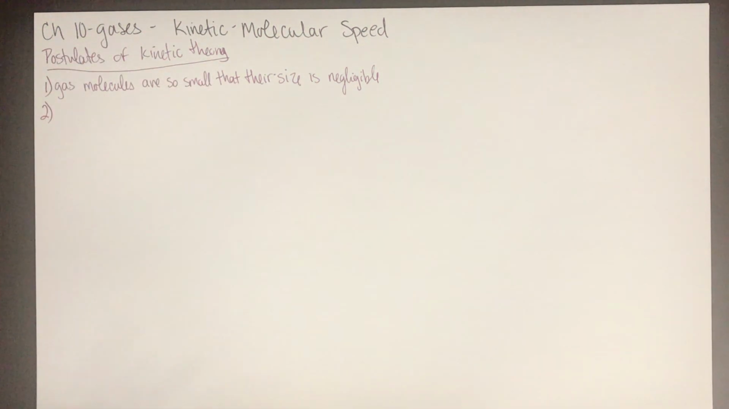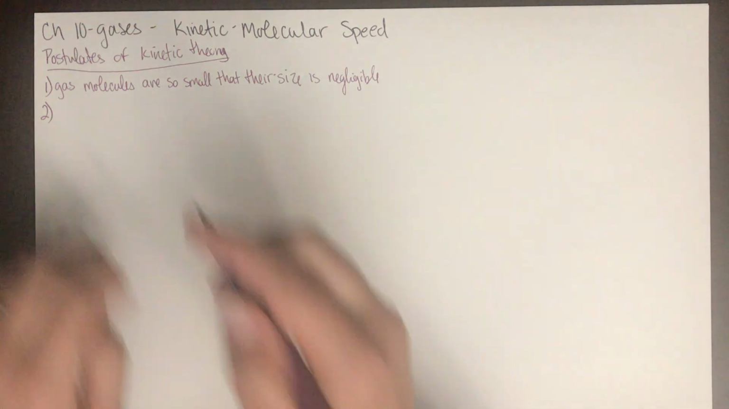The second postulate of kinetic theory says that molecules move randomly in straight lines in all directions at various speeds. So I'm going to say molecules move randomly and in straight lines.